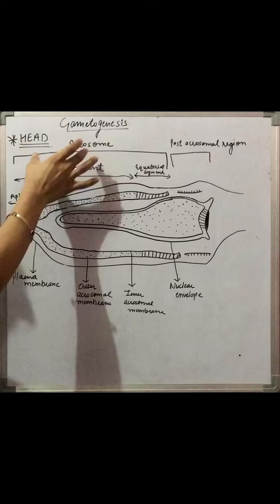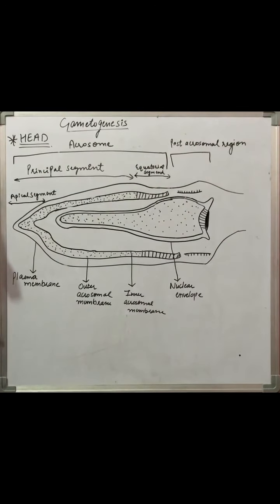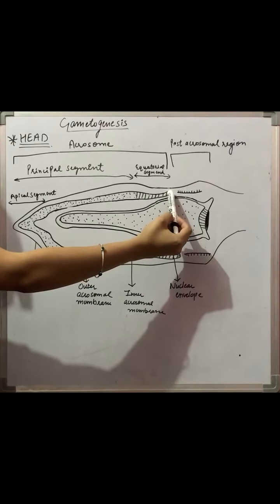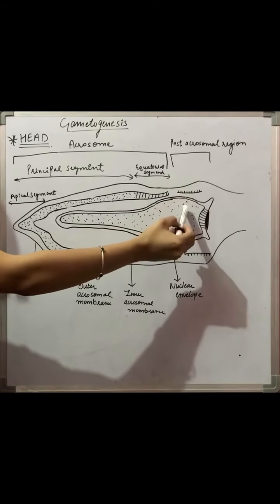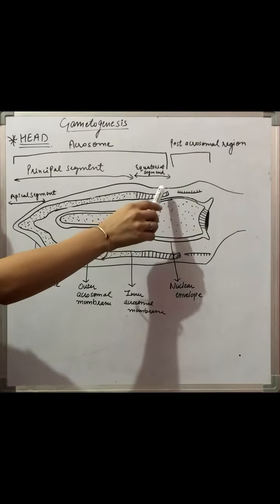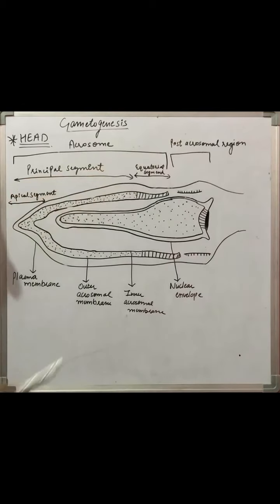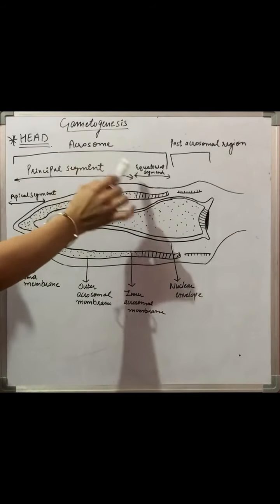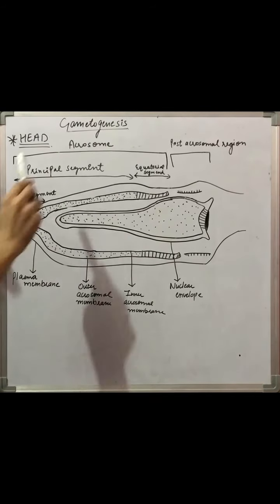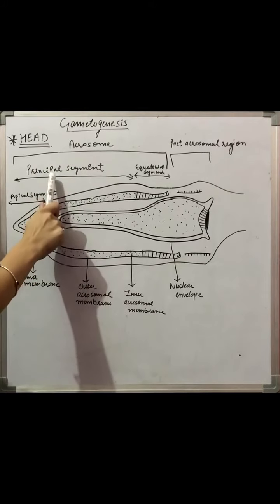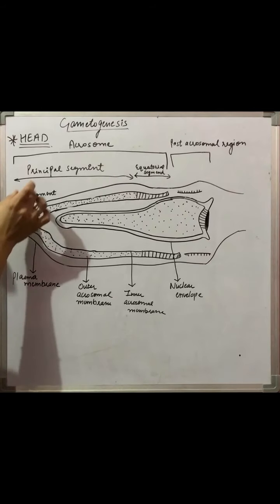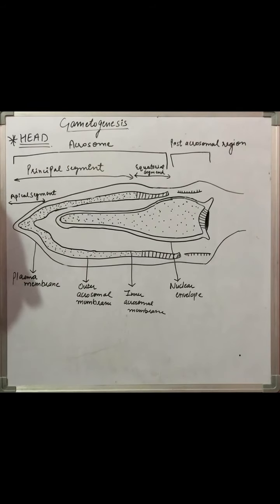So let's see what is the acrosome part and what is the post-acrosomal region. You can see here the acrosome is present till here, the acrosome is not present after this, but the nucleus is present after this. The part where the nucleus is present but the acrosome is not present, that part is known as the post-acrosomal region. And the part where the acrosome is present, that part is known as the acrosome. And the acrosome has three segments. First is the principal segment, equatorial segment and apical segment. This apical segment is the part of the principal segment only.